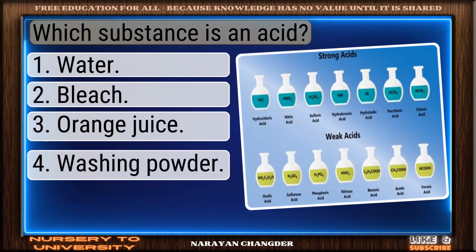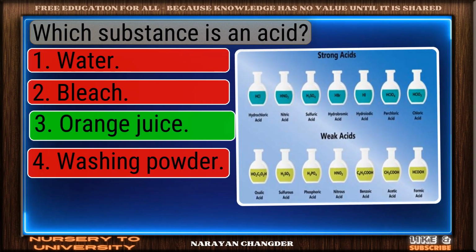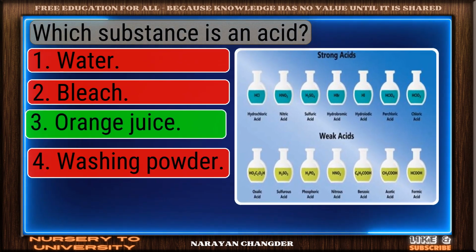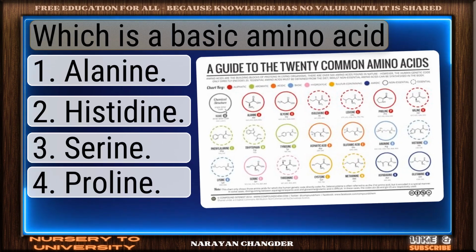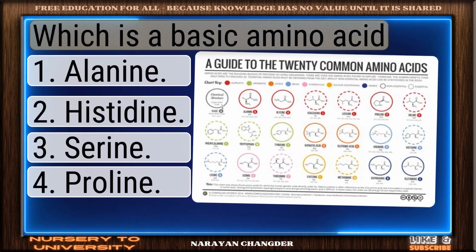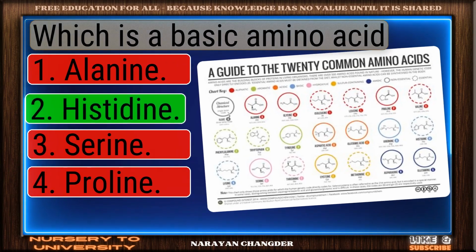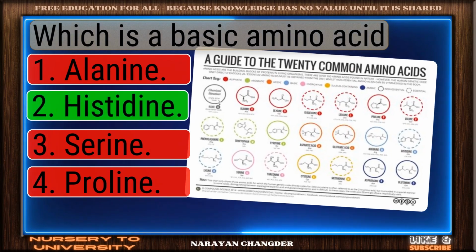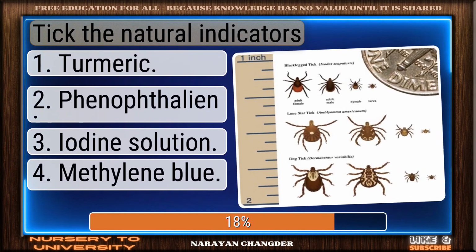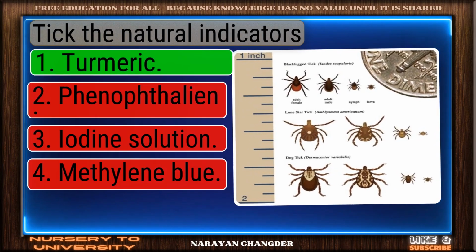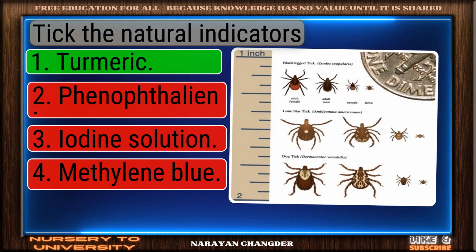Question number 181. Which substance is an acid? Clear logic. Your choice orange juice is sound and 100% true. Question number 182. Which is a basic amino acid? Excellent choice. Histidine is the right answer. Question number 183. Tick the natural indicators. You got it. Your choice turmeric is right.